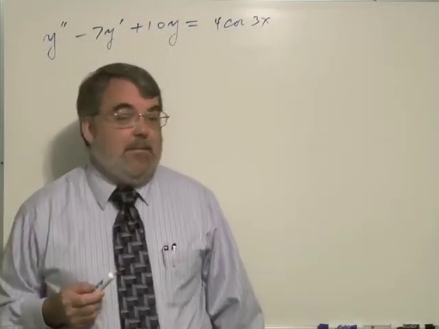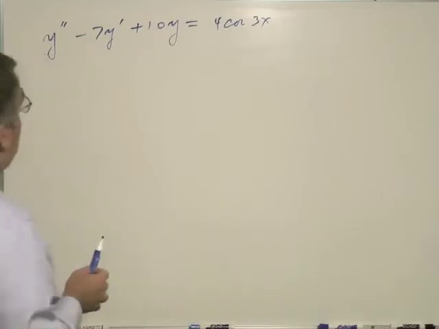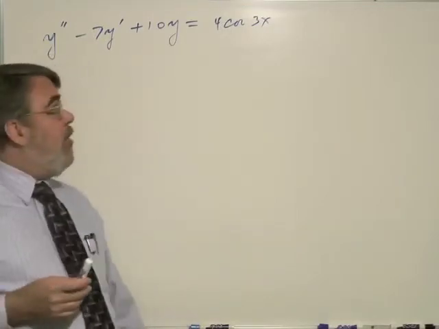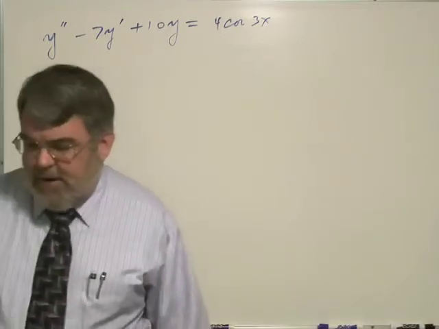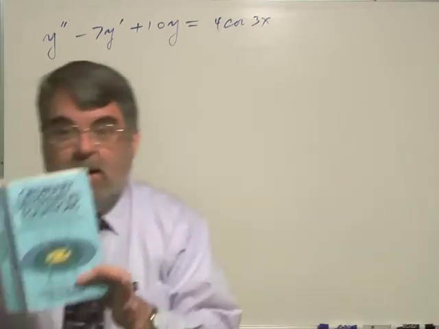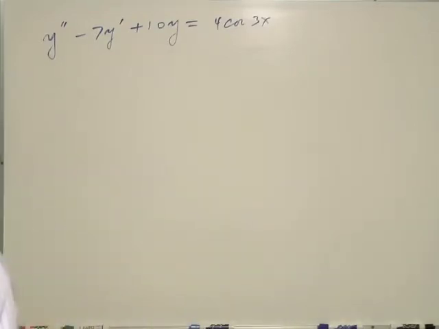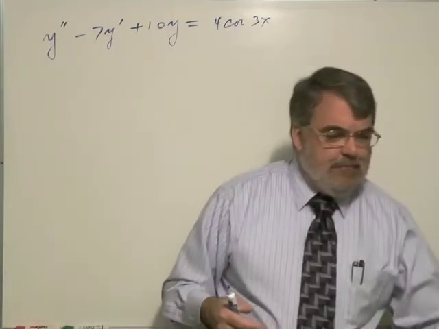Here's a problem I made up: y double prime minus 7y prime plus 10y equals 4 cosine 3x. Now this would match case 4, bottom of page 276 in this book, where it deals with cosines and sines on the right side.